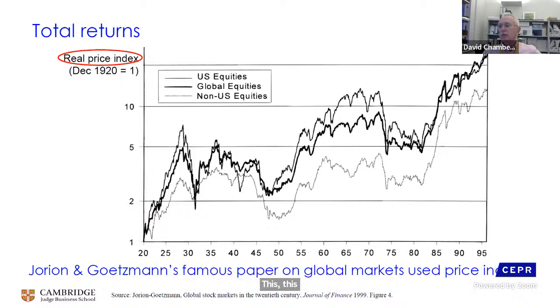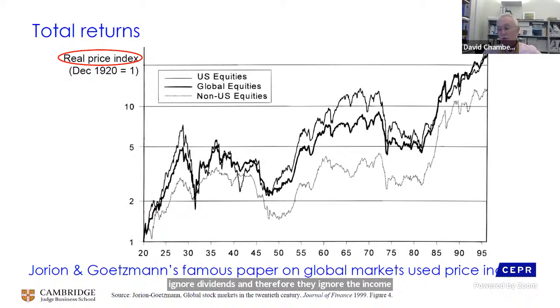This is again just reiterating the point that it's no good just looking at price only returns. The very first paper that was done before the Dimson, Marsh and Staunton work on long run equity returns was a paper by Philippe Jorion and Will Goetzmann in the Journal of Finance, which was a very famous and well quoted paper looking at global equity returns over the 20th century. But they only used price indices, and they ignored dividends, and therefore they ignored the income component to total return.